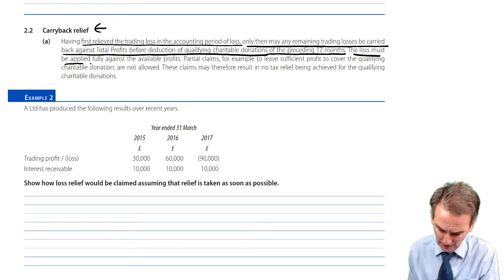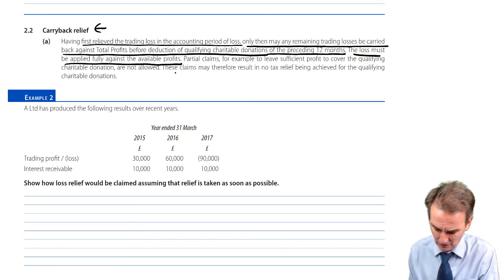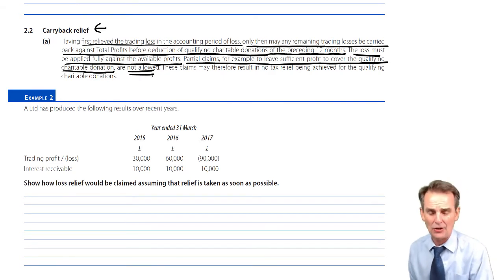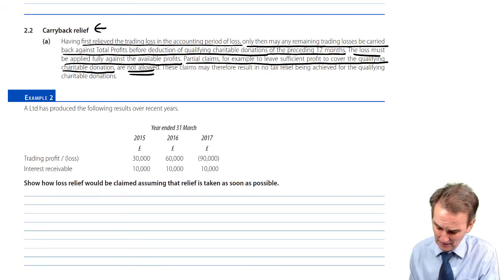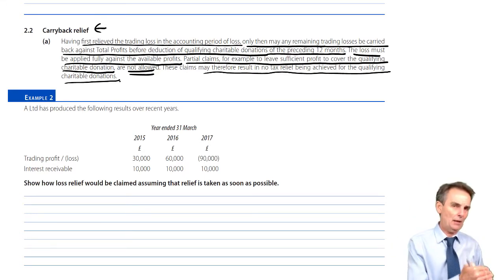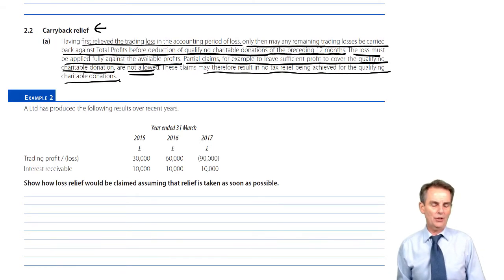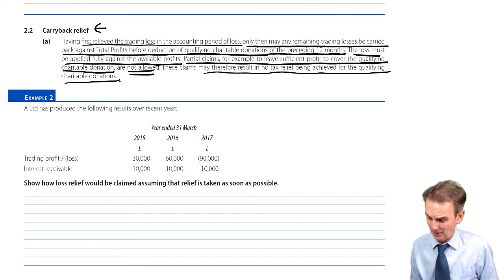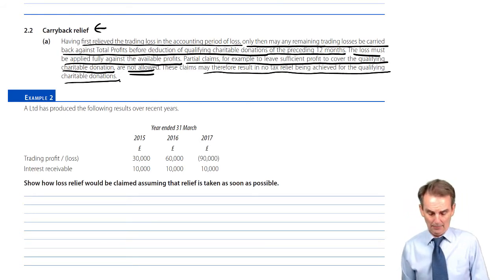The loss must be applied fully against the available profits. Remember, partial claims not available. We'd like to be able to do it in order not to waste those qualifying charitable donations. But don't even think of it, you can't, they're not allowed. These claims may therefore result in no tax relief being achieved for the donations. That was one of our objectives, so it's something that we have to bear in mind. With current and carryback claims going against total profits, that means it runs the risk of wasting those donations. Something, of course, that we would not wish to happen.